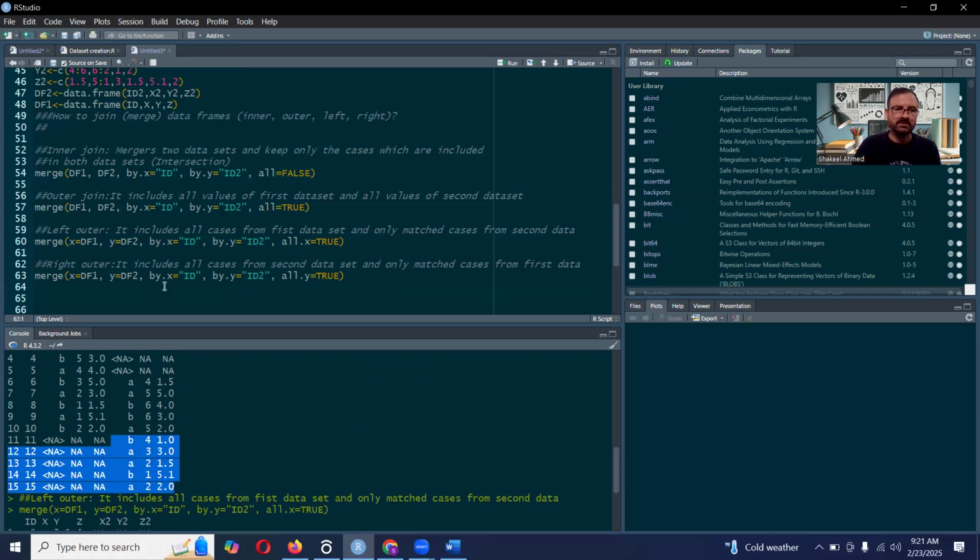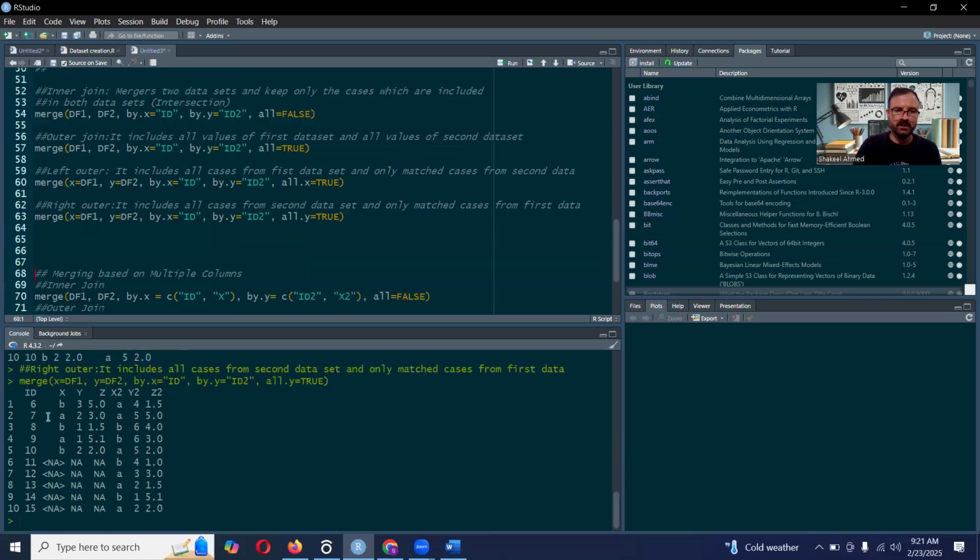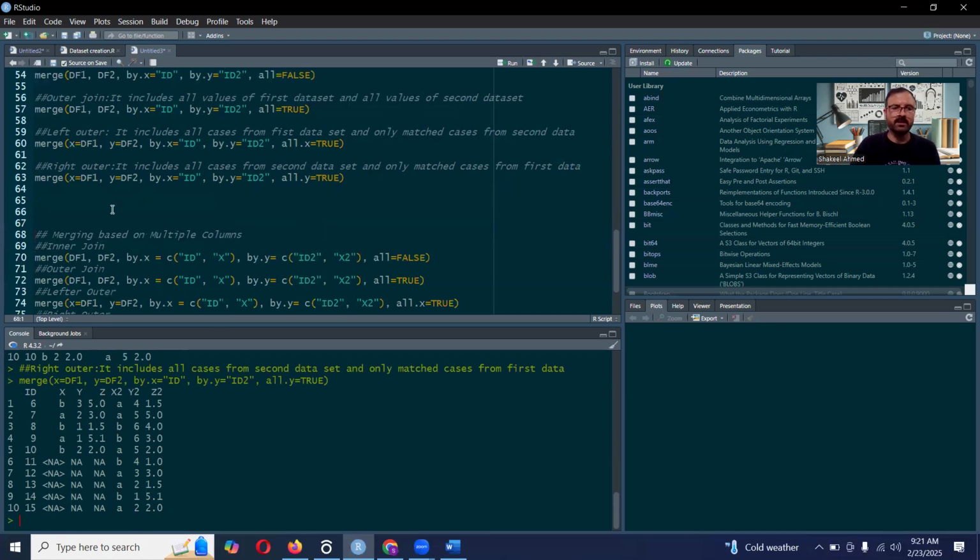And the last one is the right outer join, that includes all cases in data set 2, but only matched cases from data set 1. So you can see these are given from ID 6 to ID 15. These are the IDs from data set 2. We are including all data from data 2, but only the matched values from data 1. So this is the right outer join function.